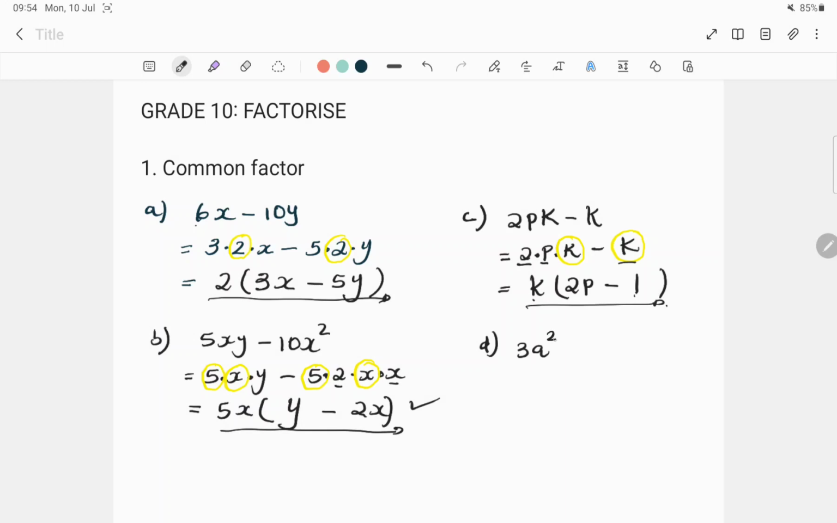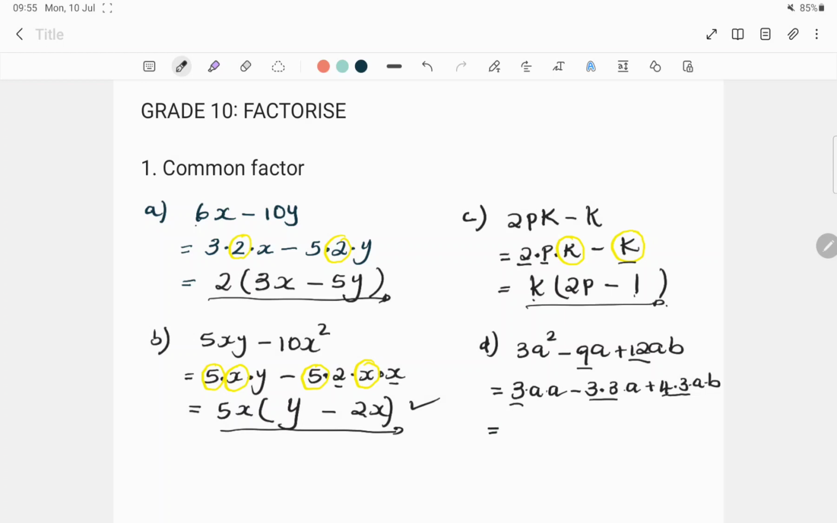Let us look at this one. 3a squared minus 9a plus 12ab. What is common? Remember, you break everything down. It will be 3 times a minus 3 times 3 times a plus 4 times 3 times a times b. Remember, 12 breaks to become 4 times 3, 9 breaks to become 3 times 3, and then 3 is only 3. It's a prime number.